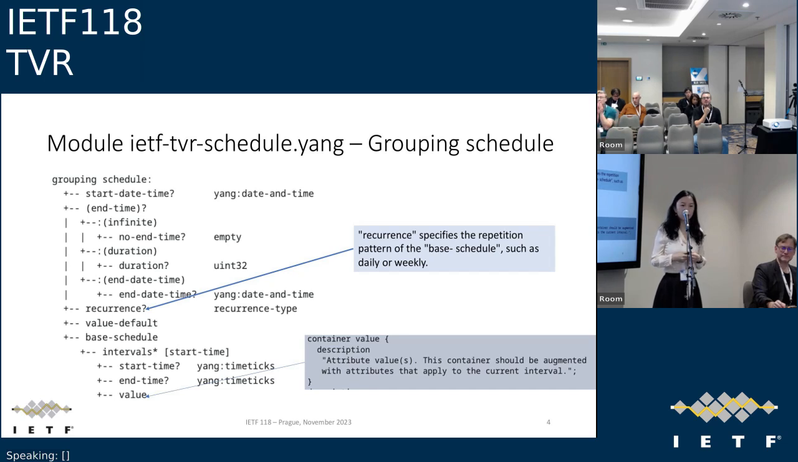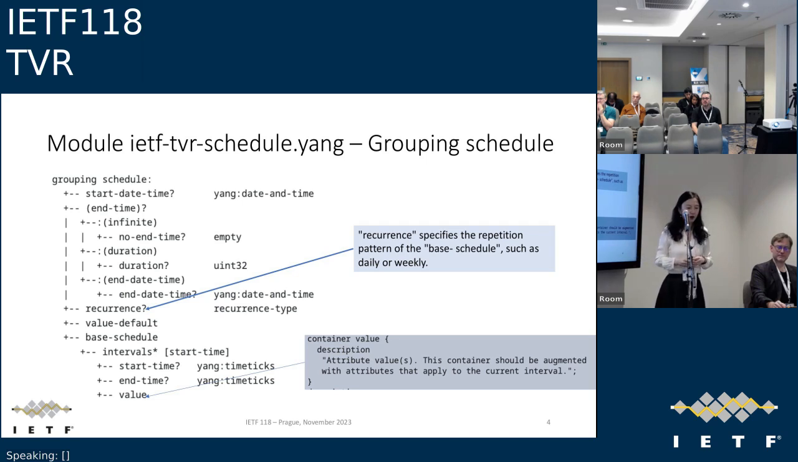The TVR schedule Yang module defines the common grouping for schedule. This shows the tree structure of the module. You can see that we simplified the start time and end time a little bit. We removed the always option, because for the end time we do have the infinite option, so that gets the always case covered. And we still have the recurrence that specifies the repetition pattern of a schedule. For example, you have a weekly schedule, you can keep it going for a year or something.